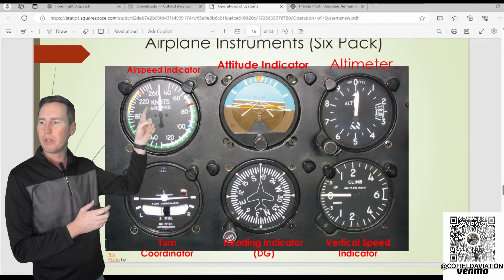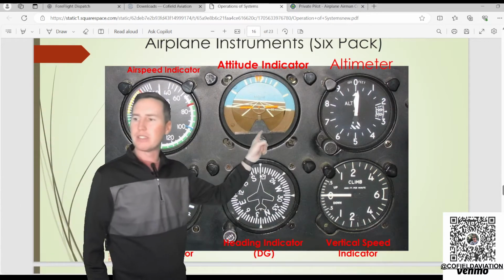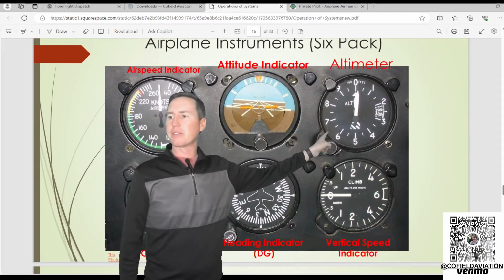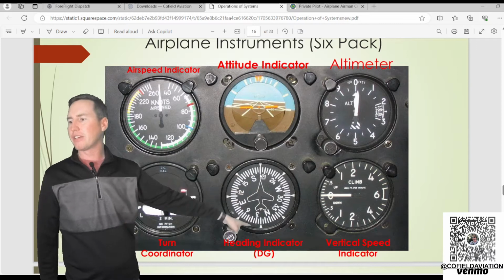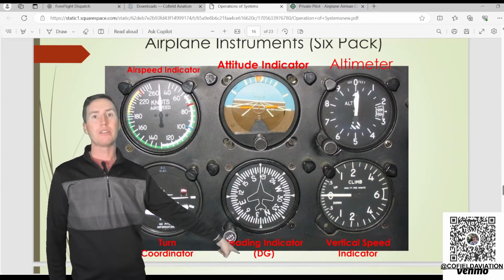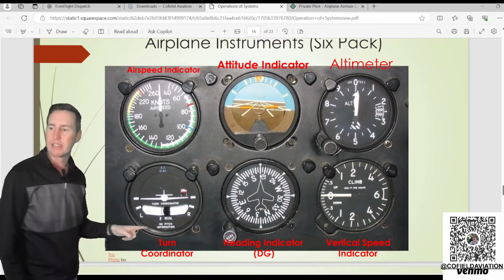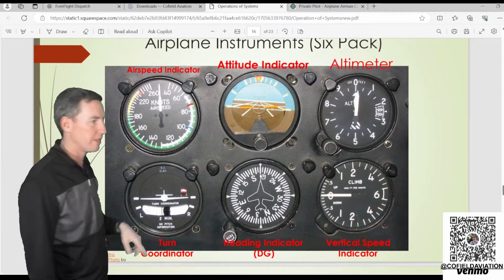All right, so we've got them labeled here. This is the airspeed indicator. This is the attitude indicator. This is the altimeter. This is your vertical speed indicator. This is the heading indicator, also known as a DG, a directional gyro. And here is our turn coordinator.